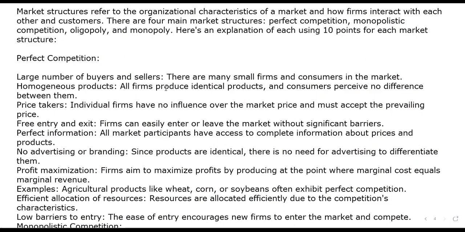there are large numbers of buyers and sellers. So there are many and they are small. The goods are homogeneous, meaning all the products are identical. Consumers and customers perceive no difference. So when you're buying tomato from this firm or the other, you see little or no difference in them. There's free entry and exit in this market, so anyone can leave without significant barriers.